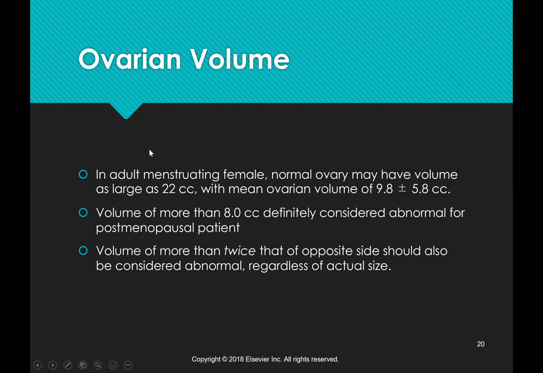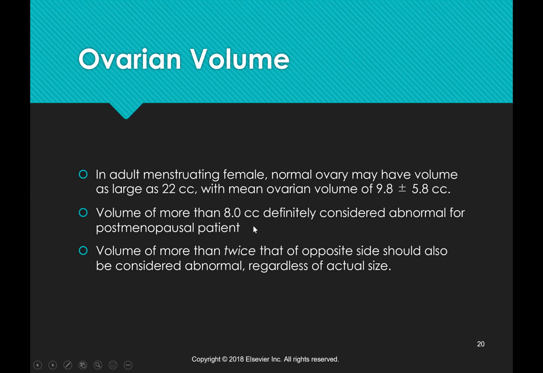Okay, another thing for your test, a normal ovary has a volume of about 9.8. So you should take a look at your own and see how close you are to that. The volume is taken after the length, the height, and the width are measured. It's plus or minus 5.8. So if it's not right on, it's okay, but around that area, around 10.